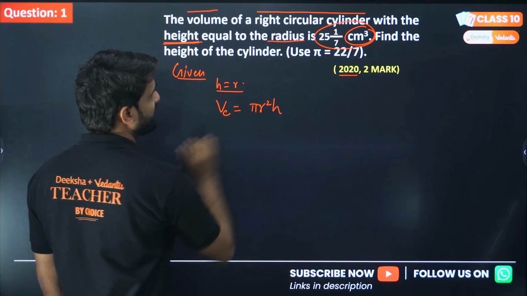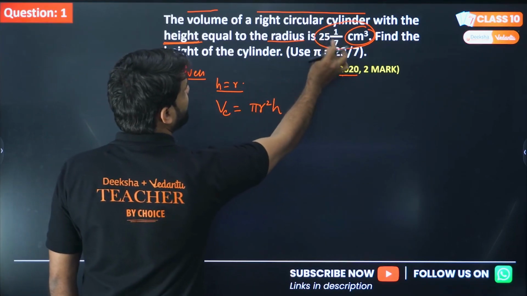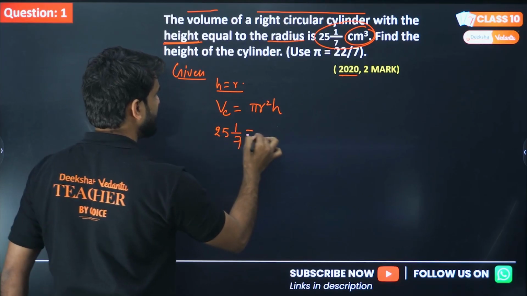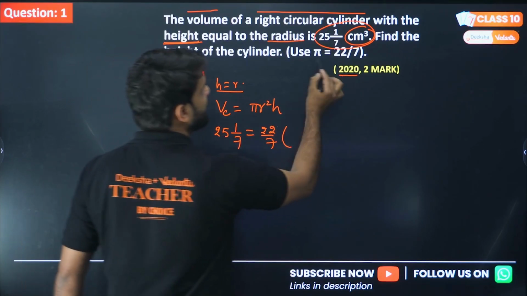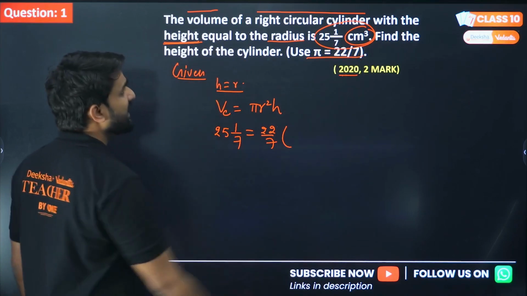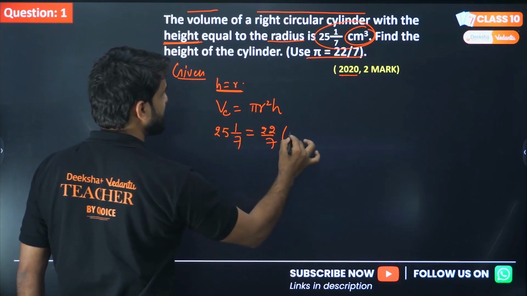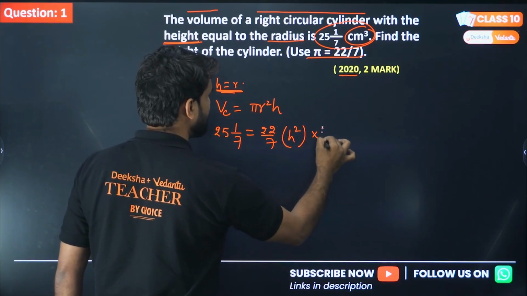So the volume of the cylinder is basically pi r square h, and the volume is already given, 25 whole 1 by 7, equals to pi. We know pi is equal to 22 by 7. Hint is also given here, use pi. r is equal to h, so we can replace r by h, so r square is h square. This h is already here.